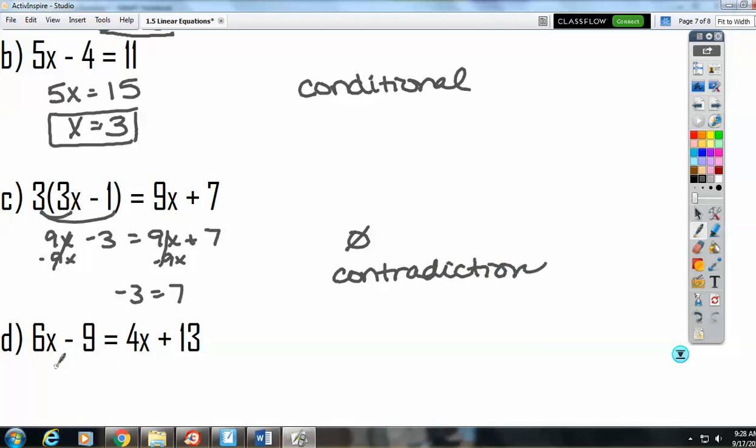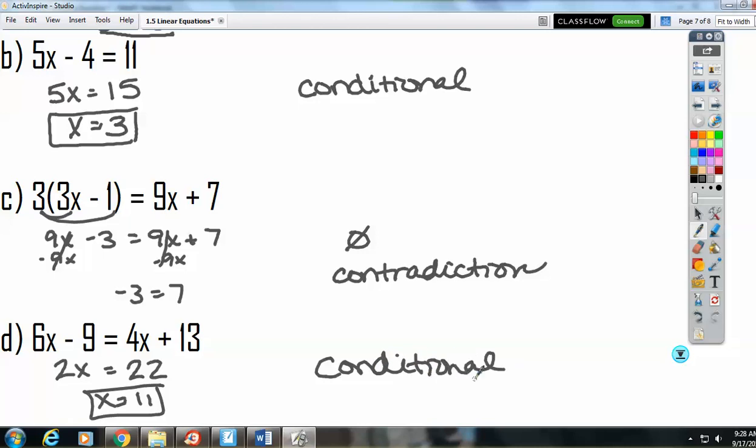Okay, the last one, if I subtract my 4x, I get 2x. If I add my 9 over, I get 22. Divide and you get x to be 11. So what does that mean? Alright, are we okay with this? Good. So you could have also had 0 equals 10, and that's true. Well, yes, it's a false statement, but also a correct solution here.